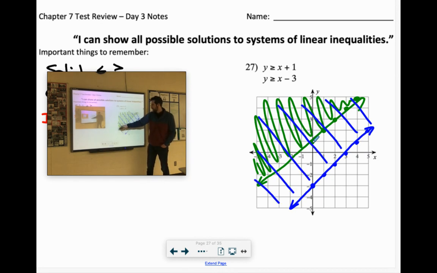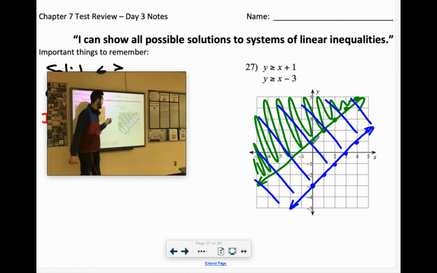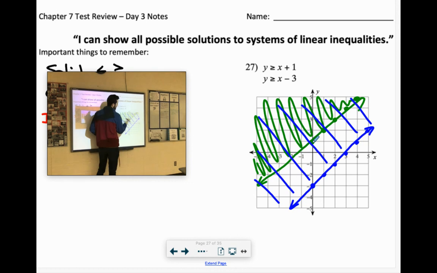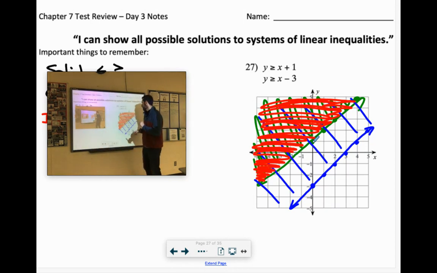So remember our final answer would be, where are they both shaded? And that's where we'll shade it very dark. They're both shaded in this top left section. So that would be where we shade it really dark. These are all the solutions that work for both inequalities, right?